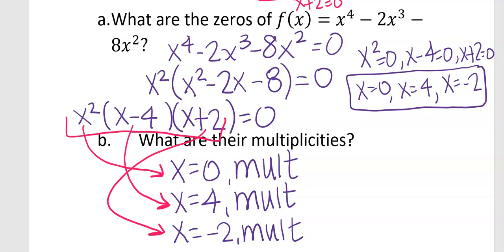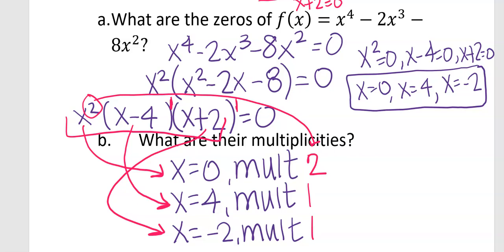How many x equals 0s did we have? How many of that factor is there? 2. So it's multiplicity 2. So this exponent is the multiplicity. So whatever the exponents on these factors are, that's what it is. So what is the exponent on x minus 4? 1. So I'm going to say multiplicity 1 there. What is the exponent on x plus 2? 1. So it's multiplicity 1.